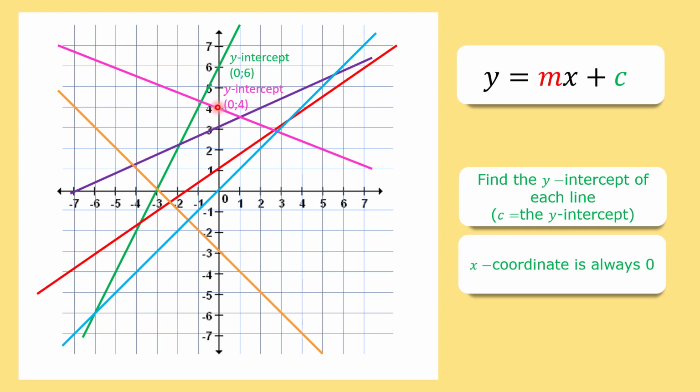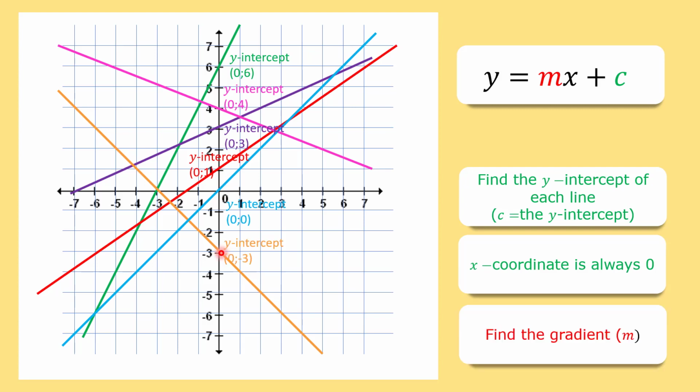That's the y-intercept for the pink line. For the purple line, x is 0, y is 3. For the red line, x is 0, y is 1. The blue, x is 0 and y is 0, so this line goes through the origin. So that was super easy. Now we just have to find the gradient, in other words the m value.